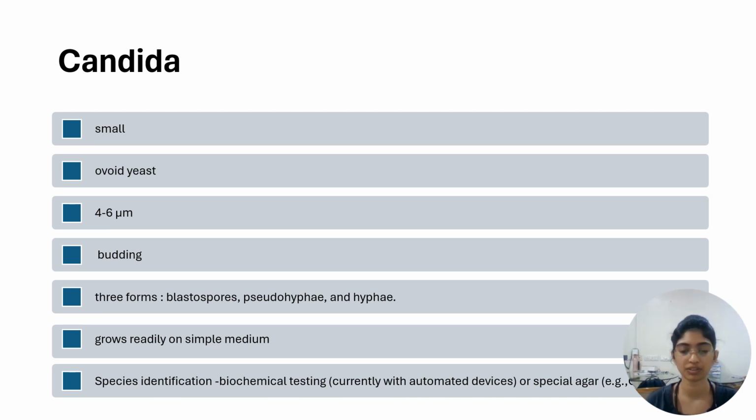To identify the species of Candida, we have to do either biochemical testing, which is currently being done with automated devices, or use a special agar like CHROMagar. On CHROMagar, different species of Candida produce different colors. So based on that, we can identify the species of it.